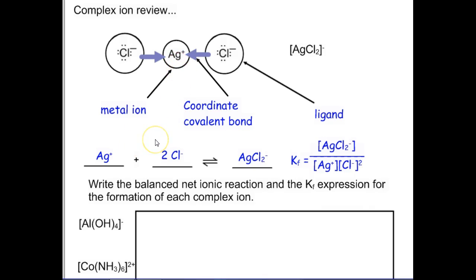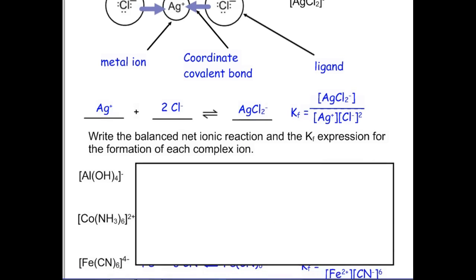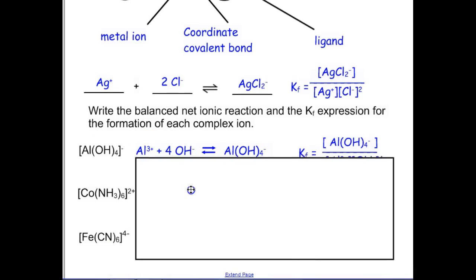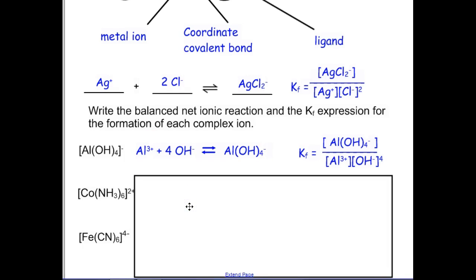So you can see with complex ions, we can take the free metal ion and the ligands and form a product, the complex ion. And we can write a balanced net ionic equation and a KF for lots of different complex ions. So here I did the first one. We have aluminum and 4 hydroxide ions making tetrahydroxoaluminate. And the KF is just products over reactants, just like they've been. So pause the video and try writing the net ionic equation and the KF expression for both the cobalt and the iron complex ions.